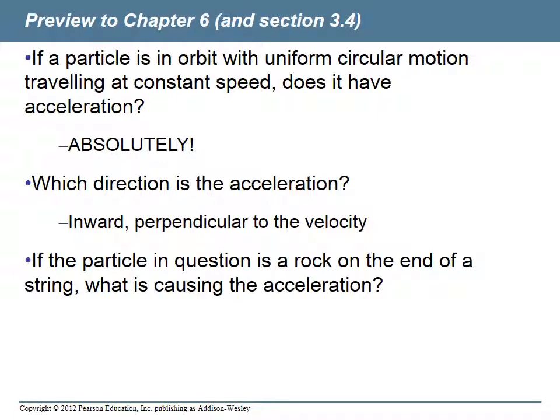If the particle in question is a rock on the end of a string, and this is really getting into chapter 6 here, but this is just a quick preview, what would cause the acceleration? Imagine yourself tying a rock to the end of the string and rolling around. You probably would feel a little bit of a pull on your hand, right? That pull on your hand is transmitted to the rock, and that is what's keeping the rock from flying off the path. So these are just little tidbits to think about.